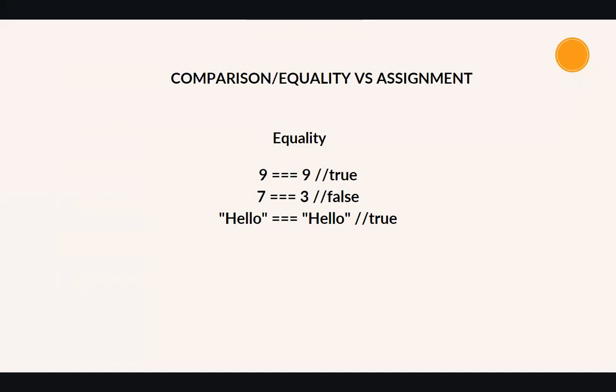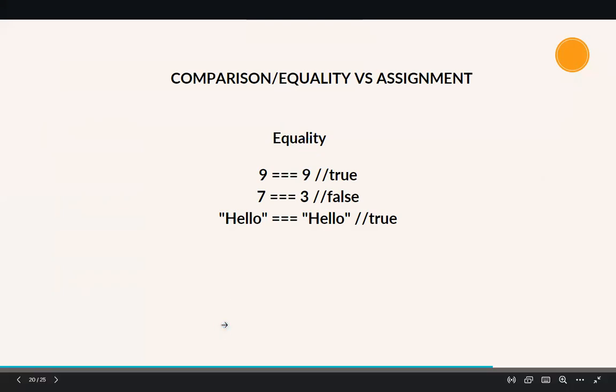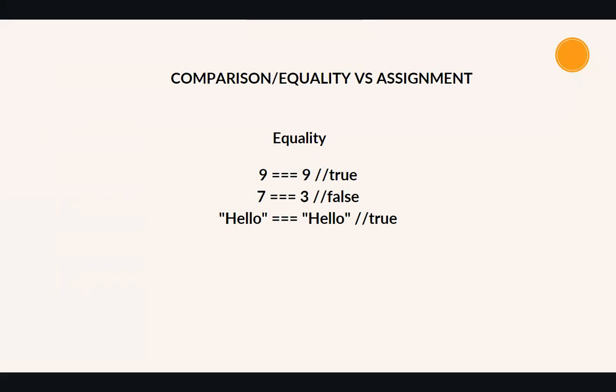Again, I think I jumped the gun, so I spoke about this. I said the way you can check for equality is by using triple equal signs. You don't use one equal sign. If you use one equal sign, it means you're assigning the value to the variable. So you use triple equal signs if you are trying to check for equality.